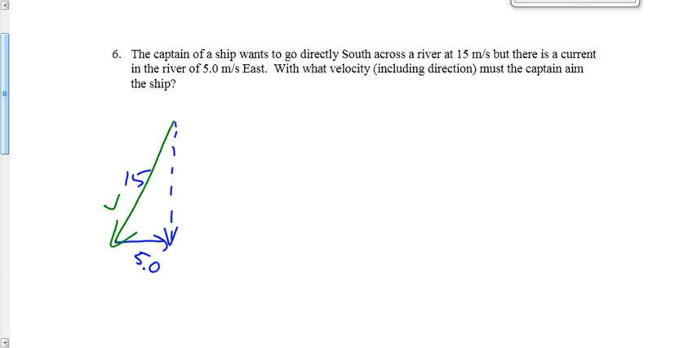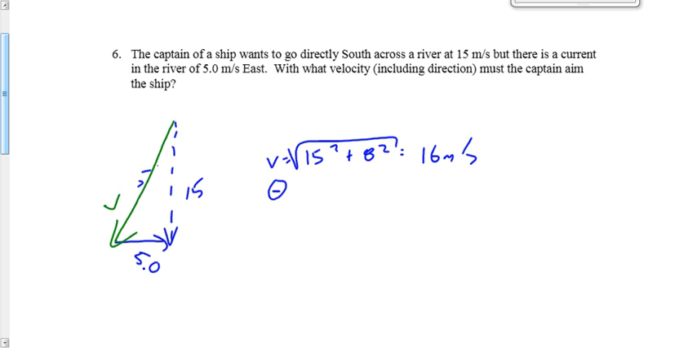So let's solve for V here. Let's erase that 15 actually and plug it in over here so it's a little bit more clear. Okay, solving for V, it is the hypotenuse. It's not the resultant vector. V ends up being equal to the square root of 15 squared plus 5 squared, and the value works out to be 16 meters per second. Theta, as measured at the start of the diagram, is the inverse tan function of 5 over 15. Works out to be 18 degrees.